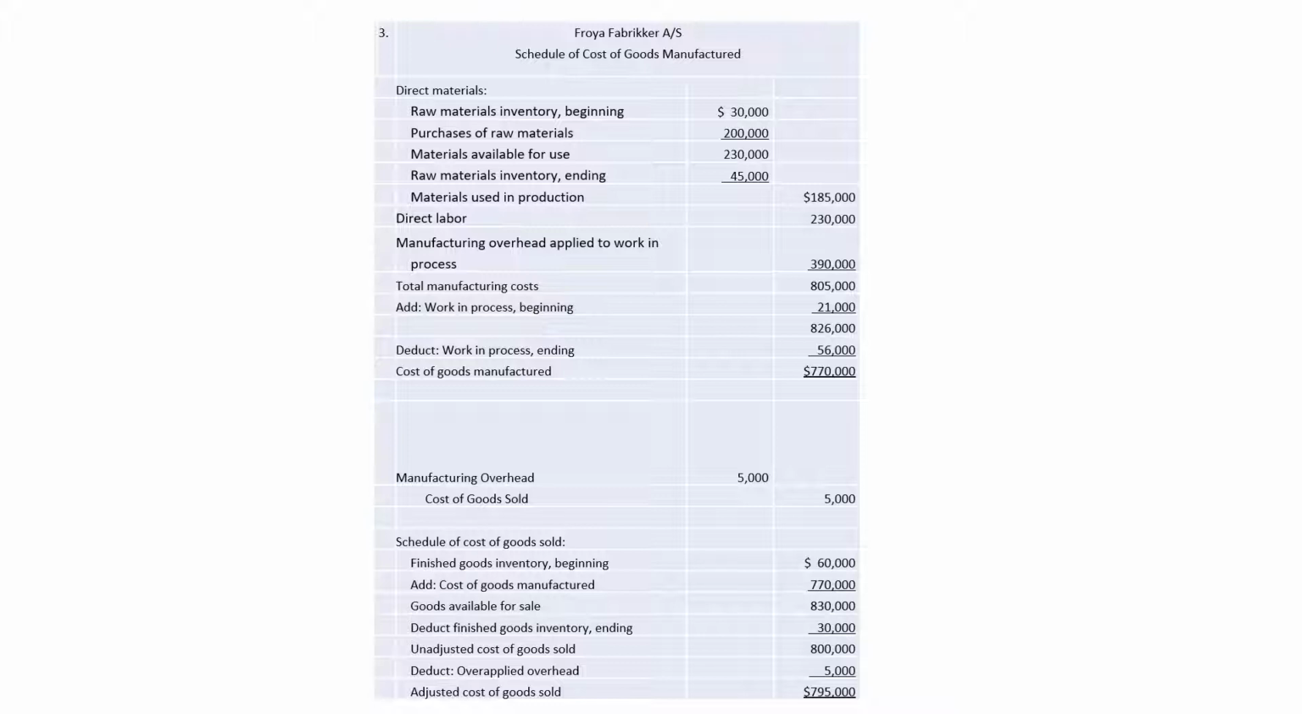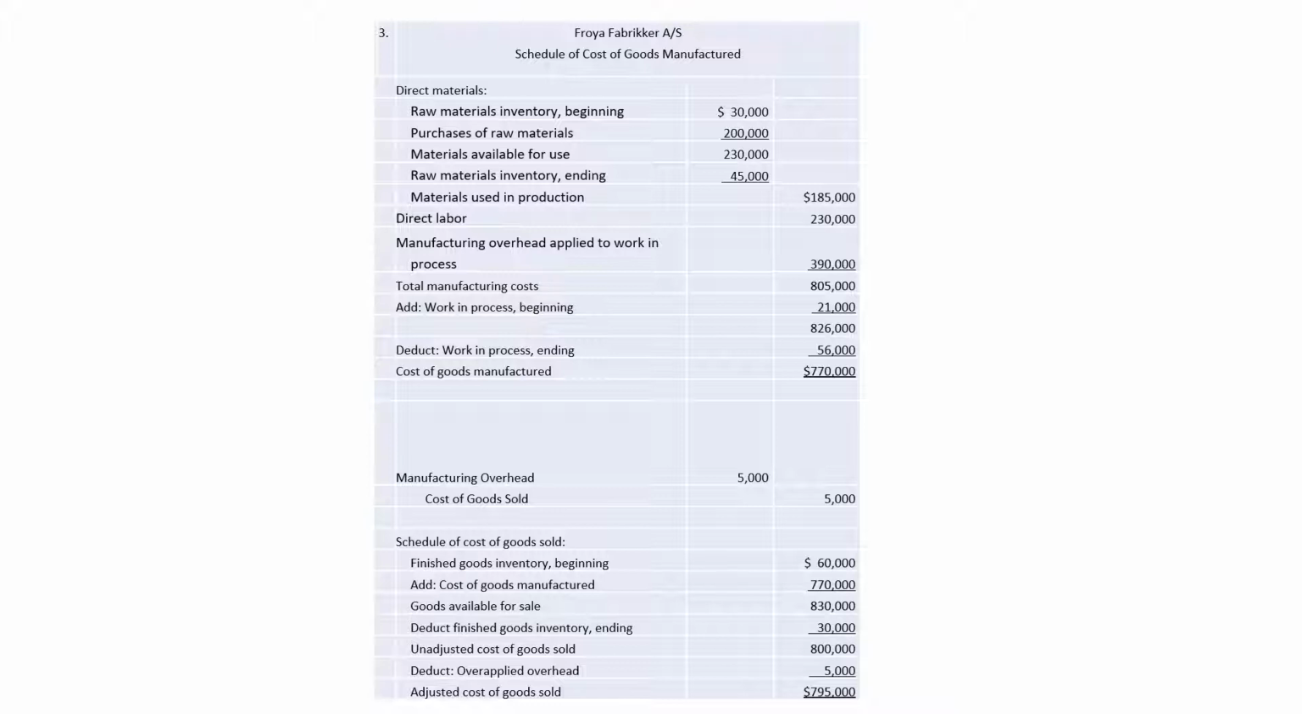But they weren't. There were still some goods that were started but not finished yet. And that was the ending balance in our work in process T account, $56,000. So we subtract that. The actual cost of the goods that were manufactured this year in total was $770,000.